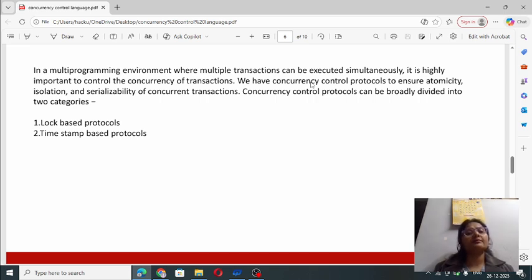In a multiple-user environment, where multiple transactions can be executed simultaneously, it is highly important to control concurrent transactions. We have concurrency control protocols to ensure atomicity, isolation, and serializability. Concurrency control protocols are broadly divided into two categories: lock-based and timestamp-based.